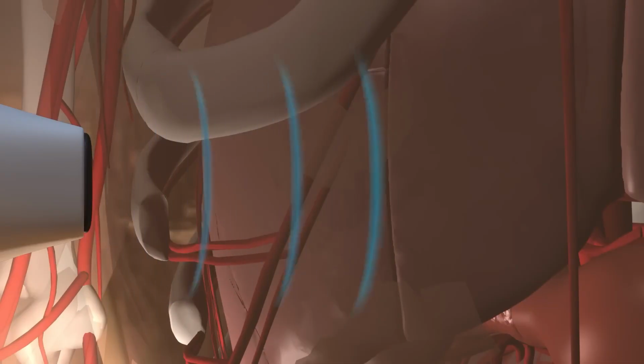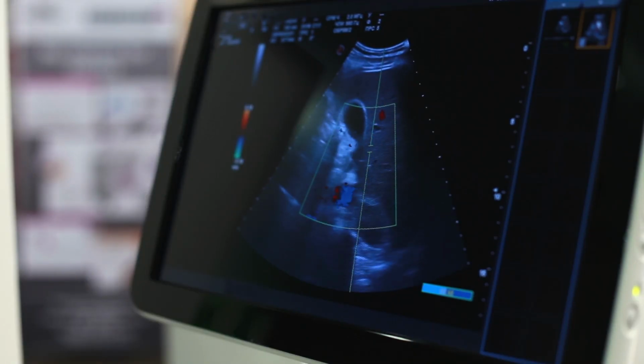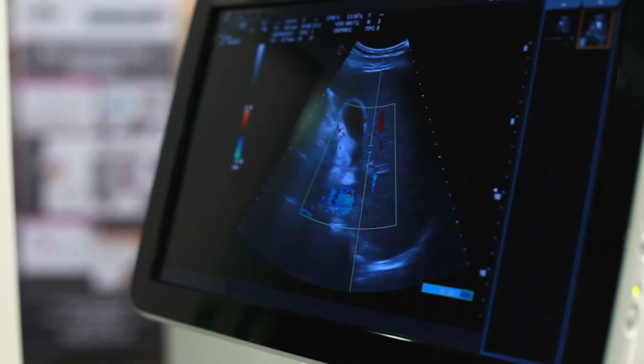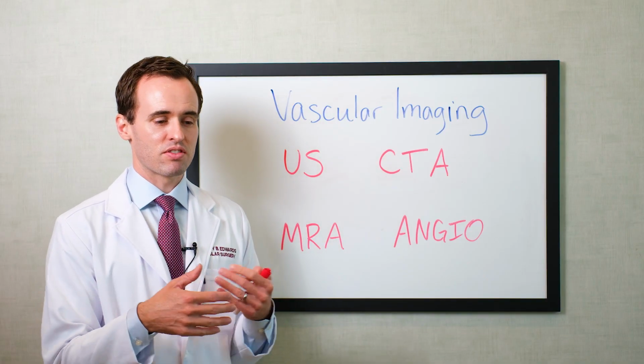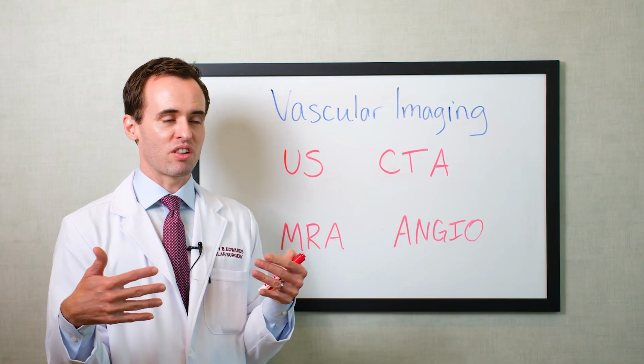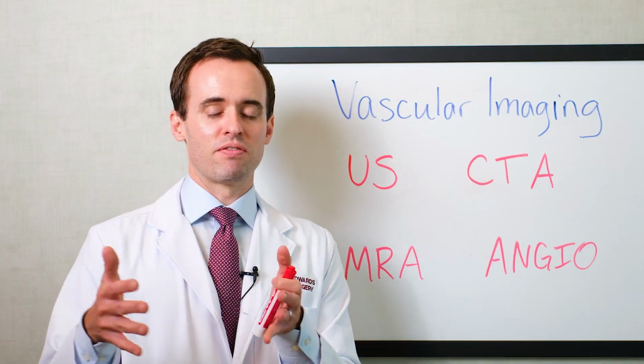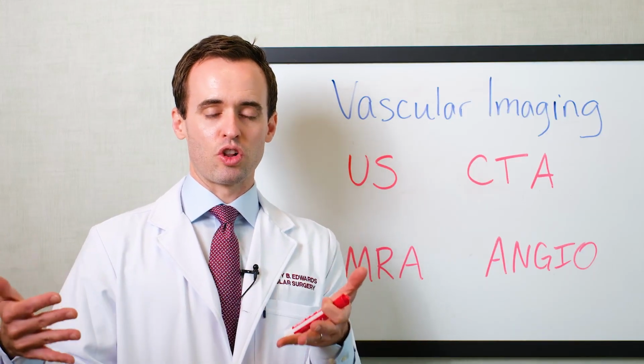Those sound waves generate a picture that allows us not only to see what the blood vessels look like, we can see if there's plaque inside, we can see if there's clot inside, we can see how blood is flowing in real time. So it really gives us good dynamic, sometimes what we call physiologic imaging, because we can understand how the blood vessels are working as we're looking at them.